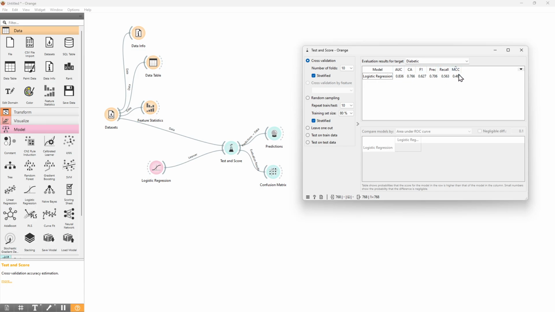All of these metrics are about how good the model is. Okay, so the higher they are, the better they are. Like accuracy, AUC, F1, precision, recall, the closer they are to 1, the better the model is. And the closer they are to 0, the worse the model is, because these are all about score, how good the model is. So the higher they are, the better they are.